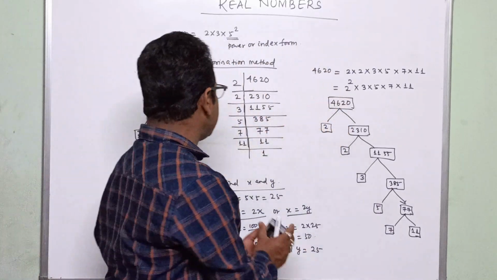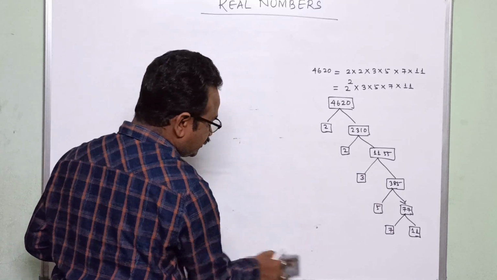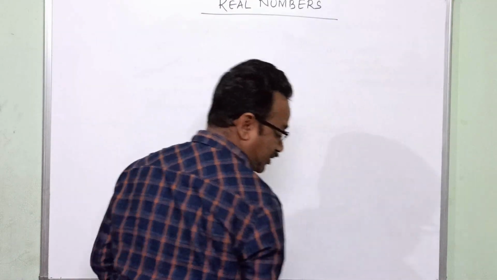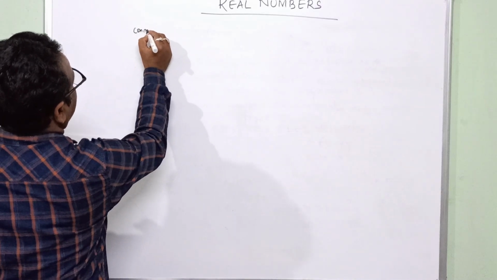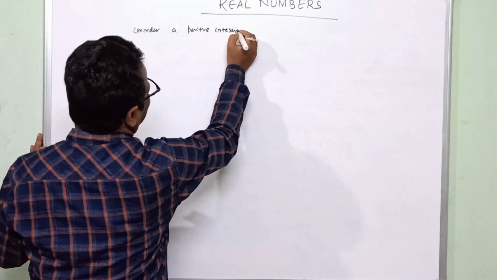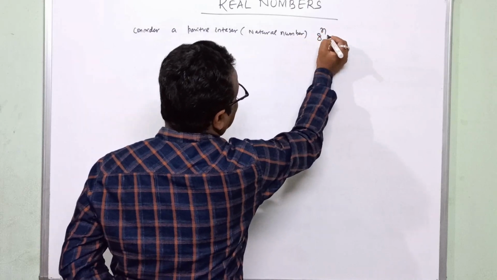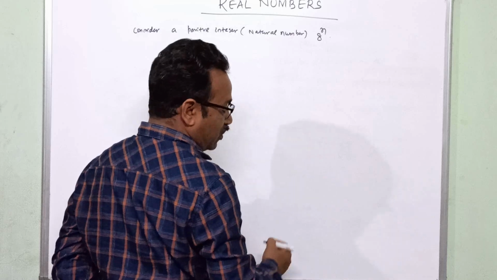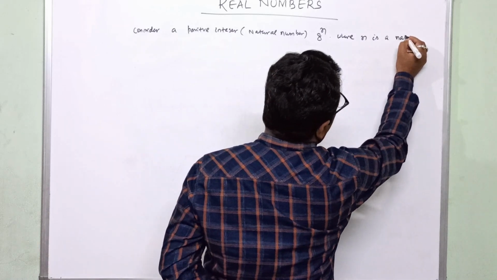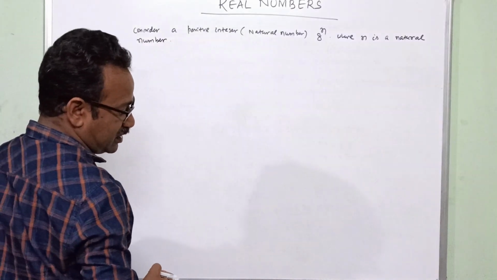So now we'll see one example. Let's give one example. Consider a positive integer, which means a natural number. Natural number a to the power n, where n is a natural number.